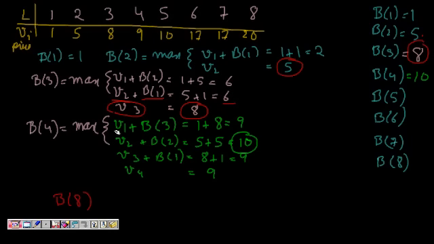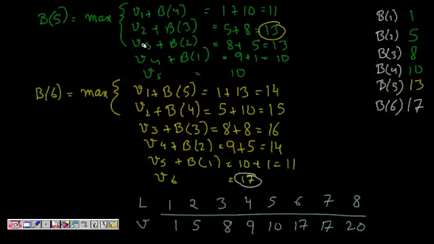So b4 is v1 plus b of 3, so 1 plus 8 is 9. v2 means I cut a piece of length 2 and the rest is best of 2, so v2 is 5 and b2 is also 5, so it comes out to be 10. So this way we calculate and we find that 10 is the best possible for 4. We move forward. So b5 is what? b5 means I have a rod of length 5 units.